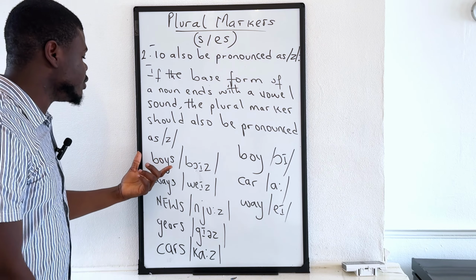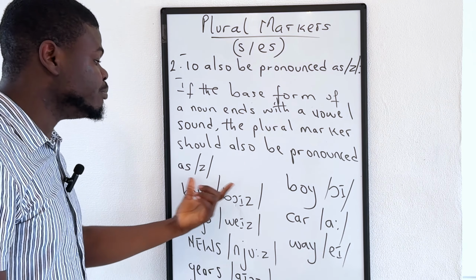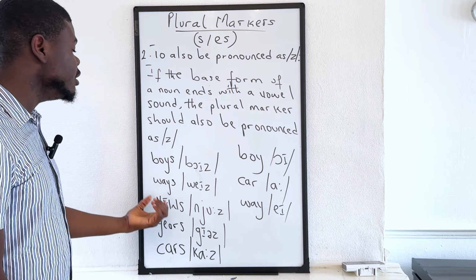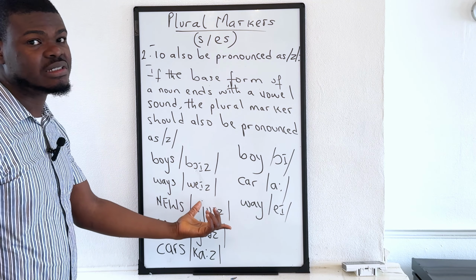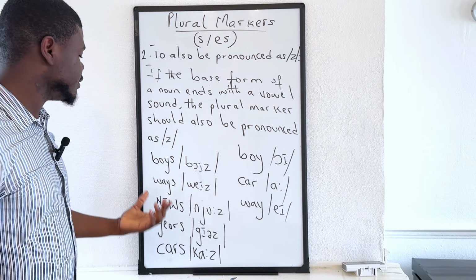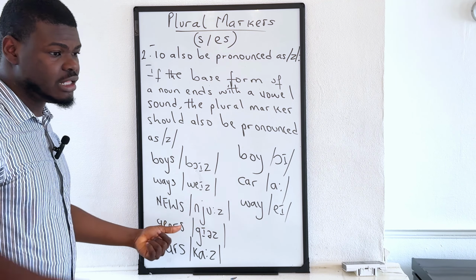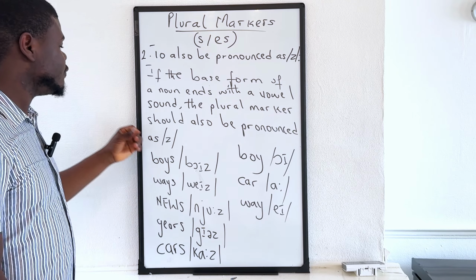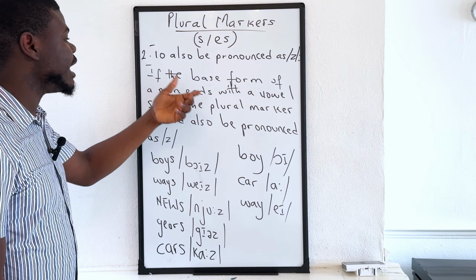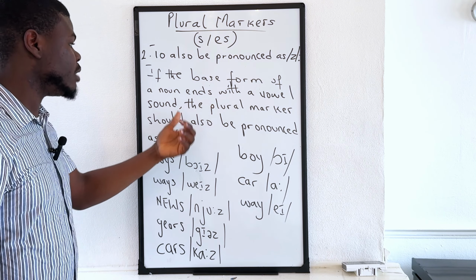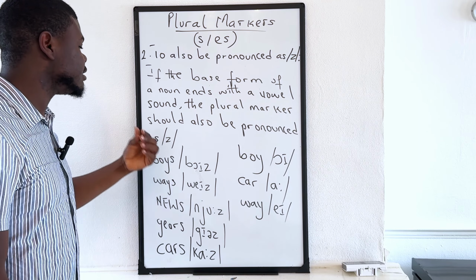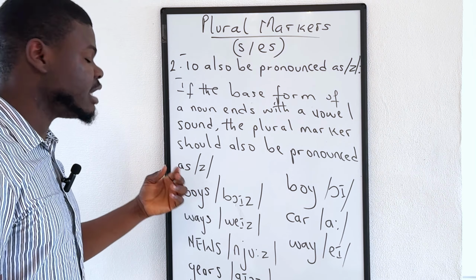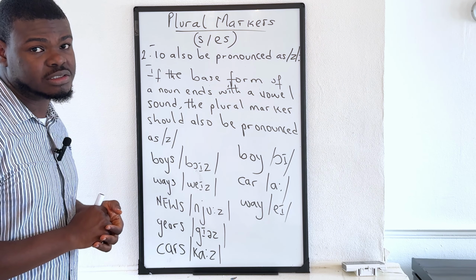So that's why the word boy, when you add S to it, becomes boys. Way becomes ways. New becomes news. Gear, your car gear, becomes gears. Car becomes cars. So let's go over that again. If the base form of a noun ends with a vowel sound, the plural marker should be pronounced as Z. So you've got boys, ways, news, gears, and cars.